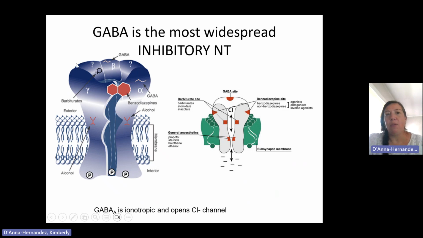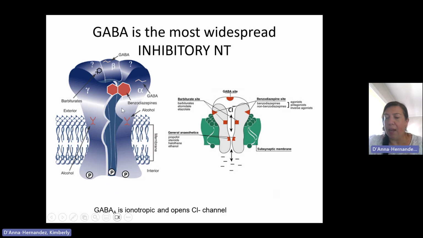So GABA is our most widespread inhibitory neurotransmitter. It is ionotropic and it opens a chloride channel. So if it opens a chloride channel, think about that. Chloride's going to flow in. It's going to make the inside of the cell more negative, so it's going to lead us to an IPSP. And here you can see that there's a GABA site. There are sites for other things too, which we will talk about next lecture. But it comes and sits there and it opens the channel.